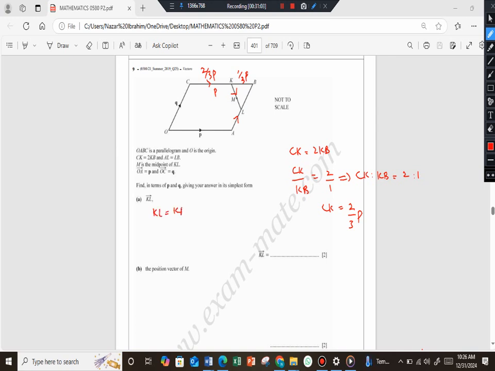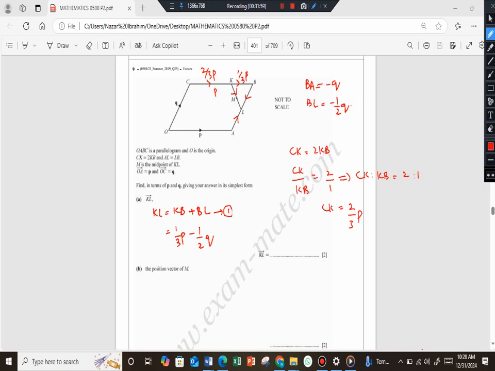is equal to KB, that is this part, plus BL. So first we need to find out BL. To find out BL, we should do working for BA. Since AB is equal to Q, BA is equal to minus Q. Since AL is equal to LB, L is the midpoint. So BA is equal to minus Q, BL is equal to minus 1 upon 2Q. So KB is 1 upon 3P, BL is 1 upon 2Q. That's all about KL. Very simple.